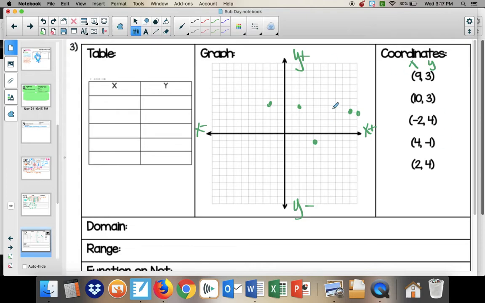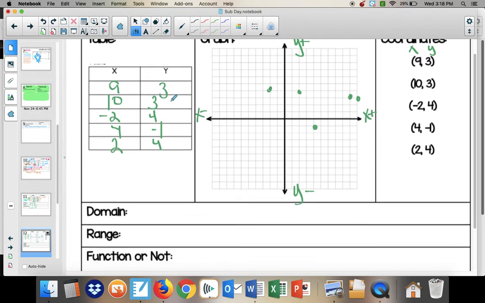All right, so I plotted out my points. Now I'm going to fill out my table. You literally are just writing it straight across. First point's 9, 3, so 9 and 3. And then it's 10, 3. -2, 4. 4, -1. 2, 4. So you literally go coordinates to graph to table.